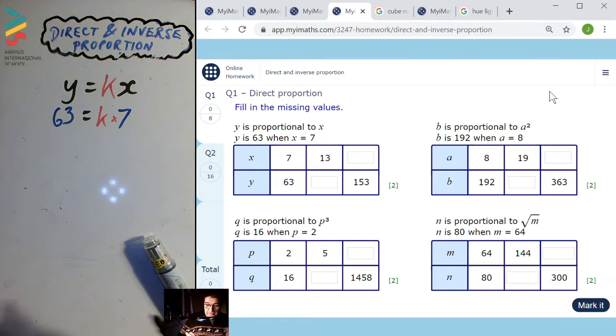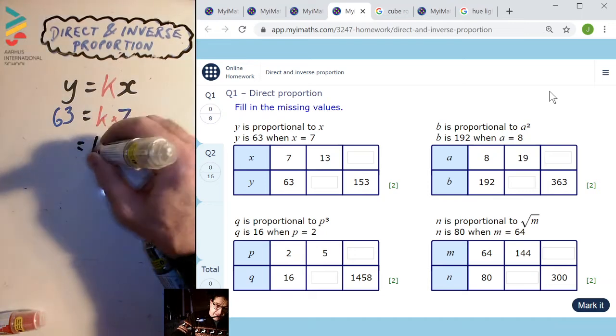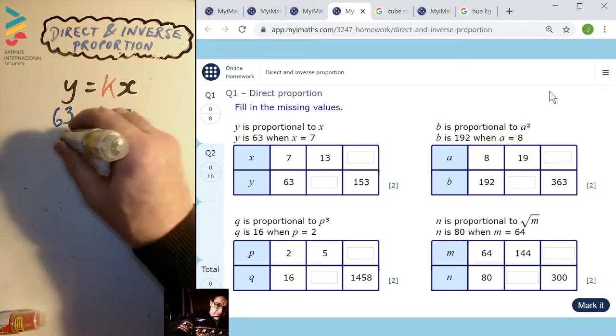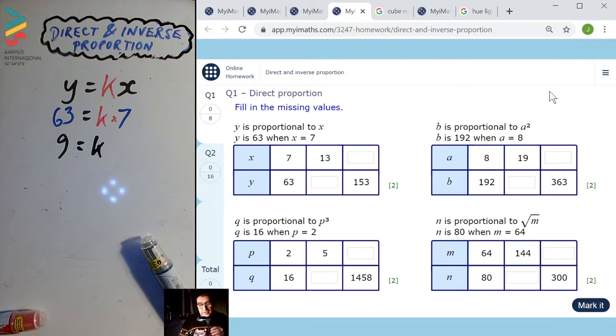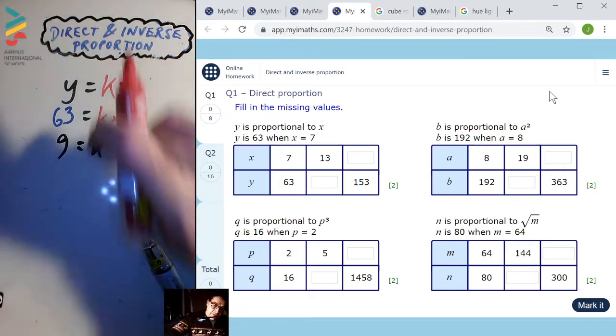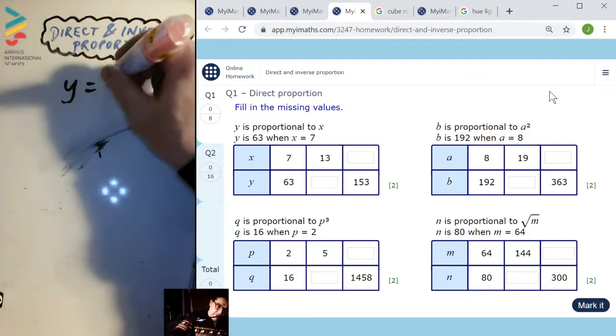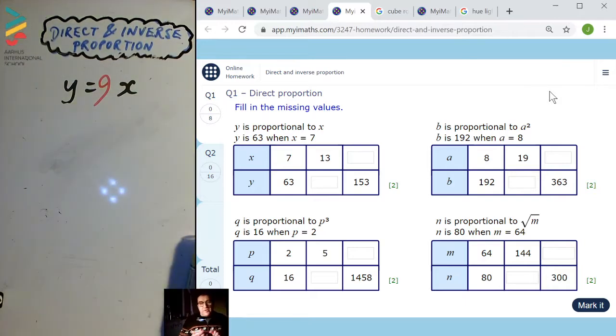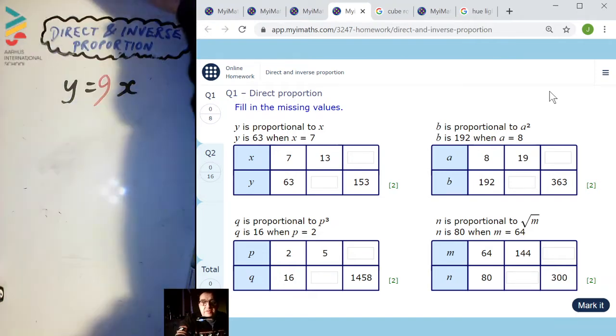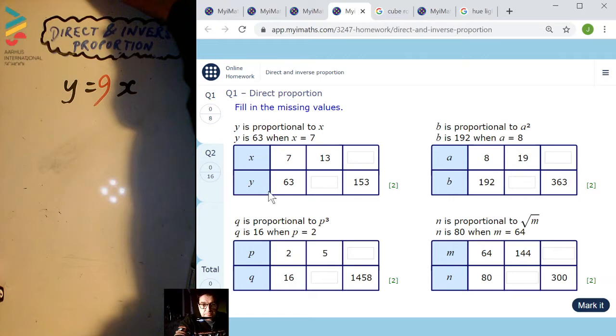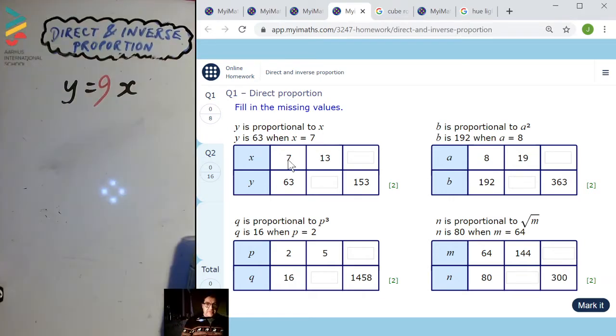And we can divide both sides of that by 7 to get k on its own. 63 divided by 7 is 9. So we can deduce that k in this case is 9. So I'm going to go back to the original thing I wrote and replace the k with a 9. And now we know that the relationship between x and y is that y equals 9 times x. And that's certainly borne out when we look at the table. 63 is 9 times 7, so that all figures.